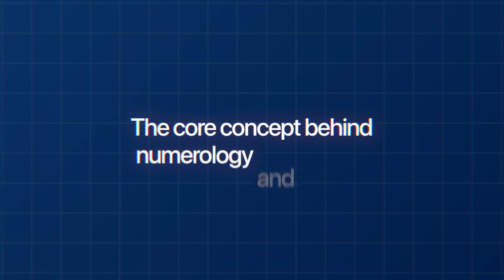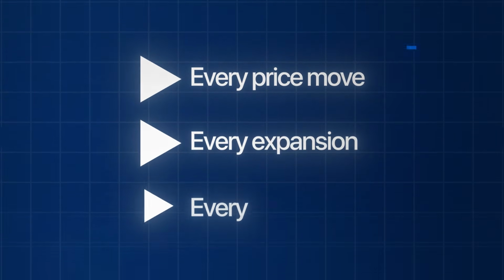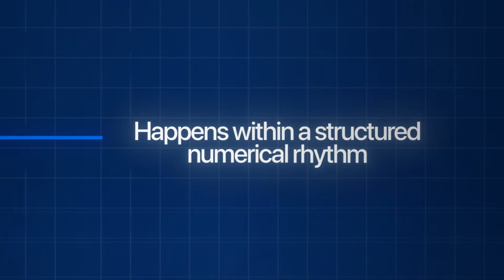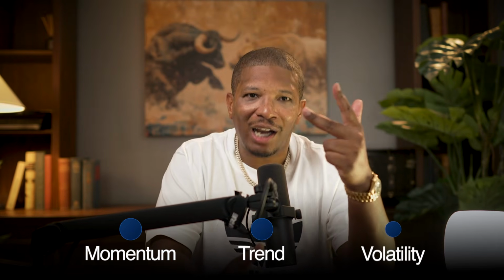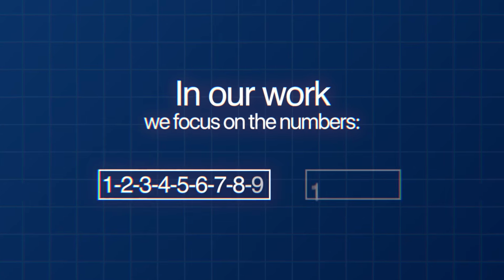Step 2. Let me introduce you to the core concept behind numerology and trading. At its foundation, markets don't move randomly. No. They move on mathematical patterns. Every price move, every expansion, every pullback happens within a structured numerical rhythm. Traditional indicators try to measure momentum, trend, or volatility after the price has already moved. But numbers, specifically the numerical structures behind the time and price, reveal the hidden framework price is moving through before the move even happens.